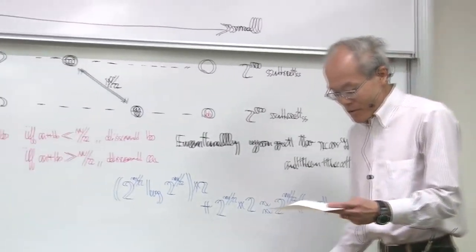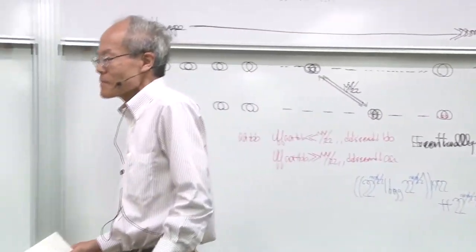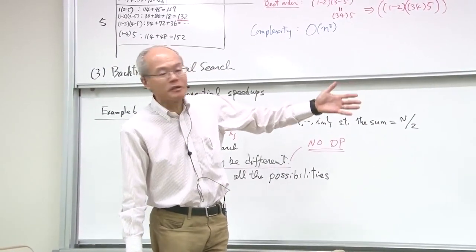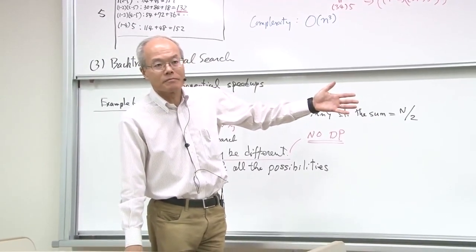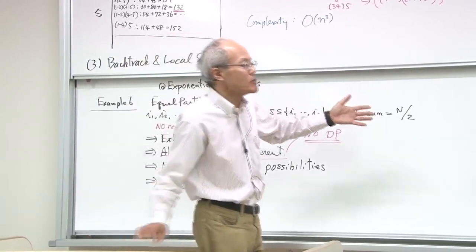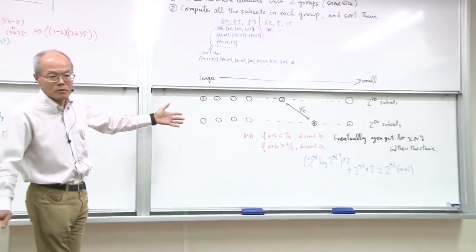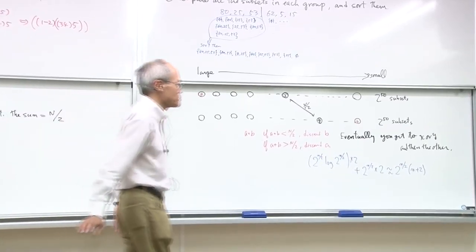So this is what we call exponential speed up. Our speed up ratio is something like 2 to the n over 2 to the n over 2. This is exponential speed up.